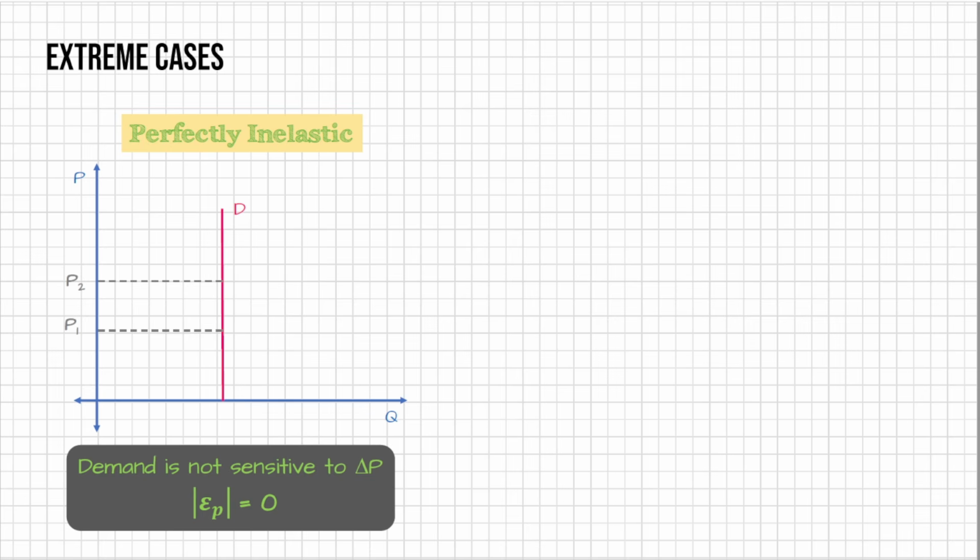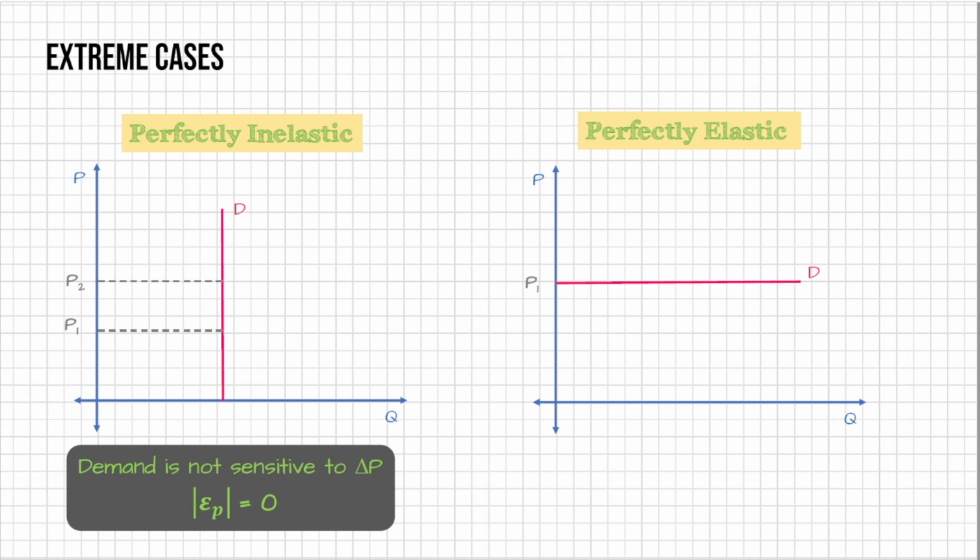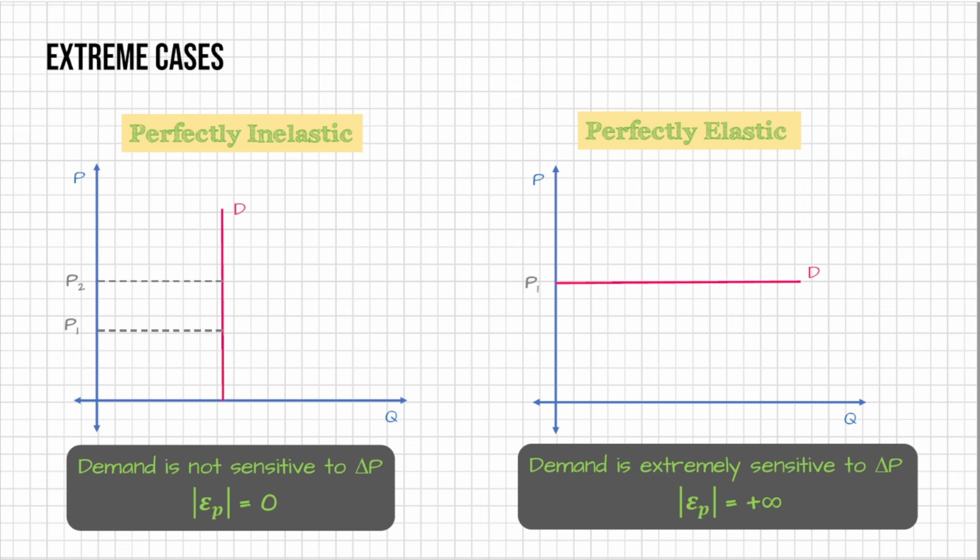On the other hand, perfectly elastic demand is represented by a horizontal line. Even a tiny price increase causes demand to drop to 0. In this scenario, the absolute value of epsilon p is equal to infinity. This typically happens in perfectly competitive markets, where consumers can easily switch to an identical, cheaper alternative.